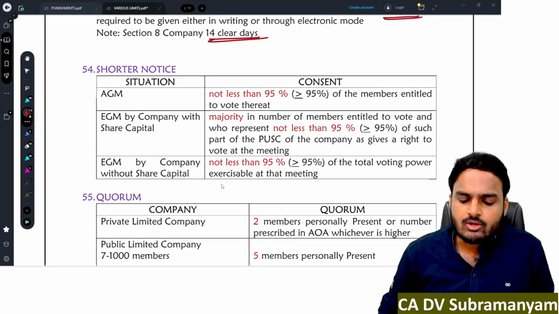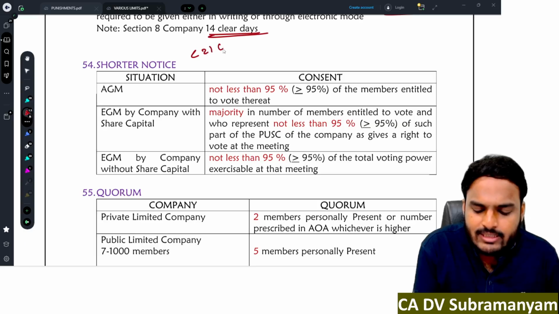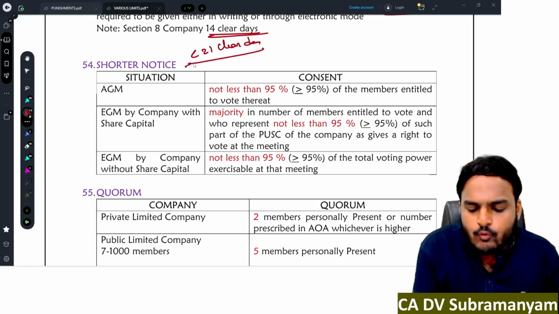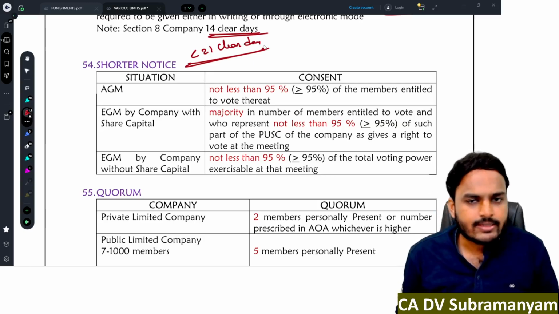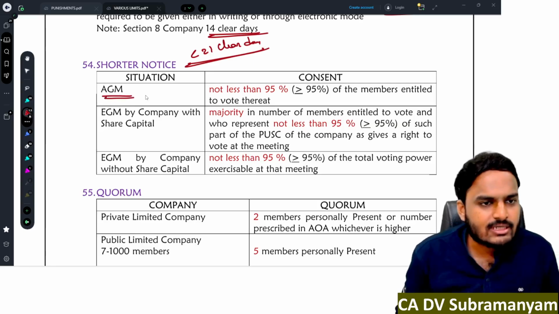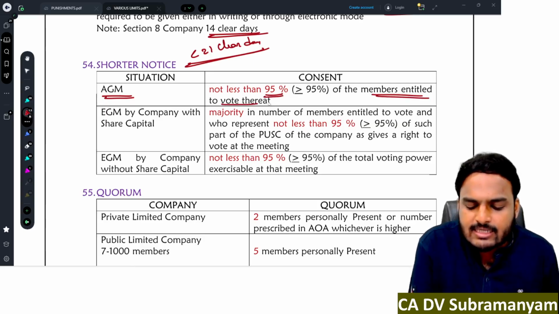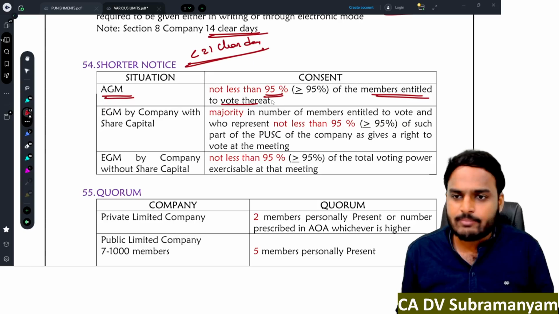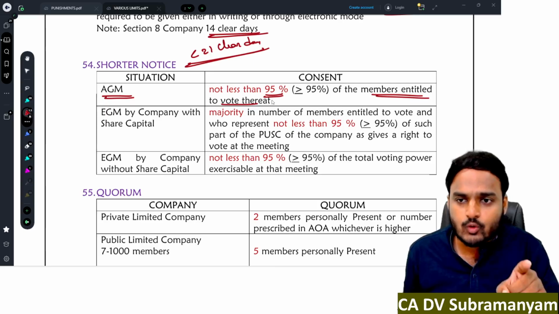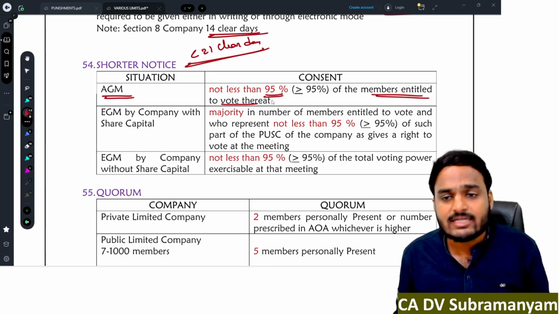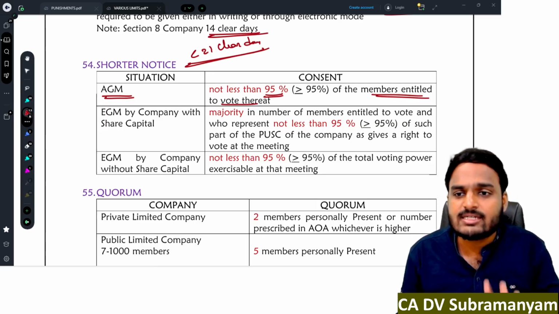Sir, can a company call a general meeting by issuing a shorter notice? That means, less than 21 clear days or less than 14 clear days in case of section 8 company. Possible, subject to conditions. If it is annual general meeting, the company has to get at least 95% of members' consent. That means greater than or equal to 95% of members entitled to vote at the general meeting must give consent before the general meeting, or else notice of general meeting is invalid.